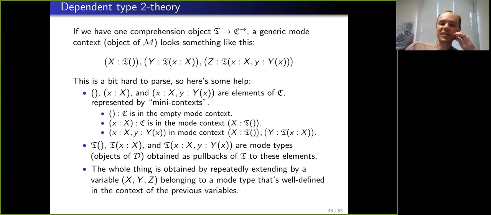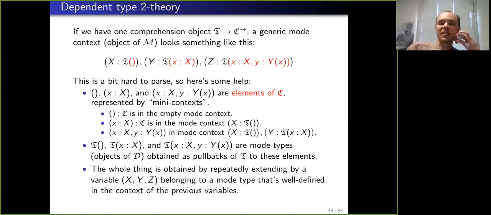So let's parse this out. These things that I've highlighted here are elements of the mode context type C, or the object C, and so they're shapes of contexts, individual contexts, and we're representing these by mini contexts which have their own variables inside of them.